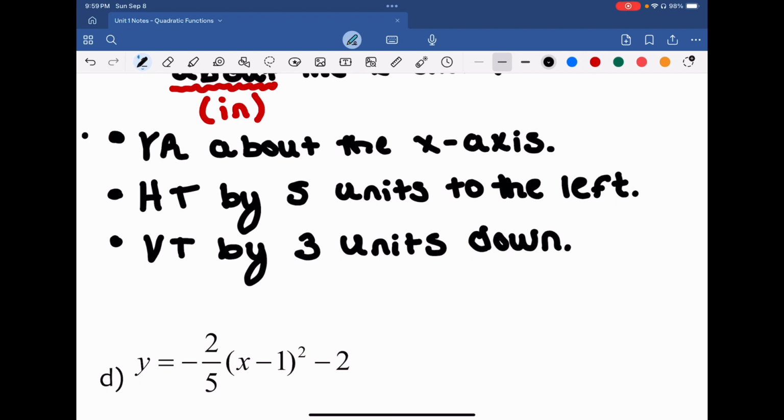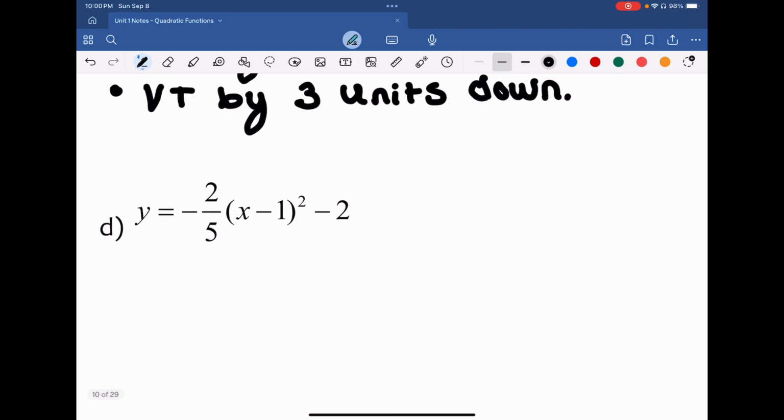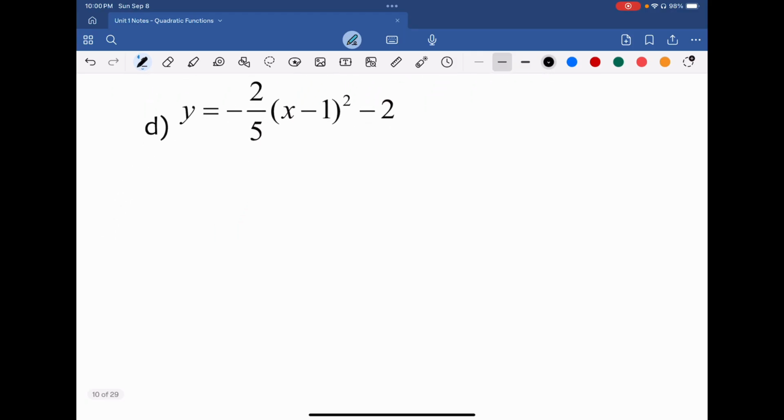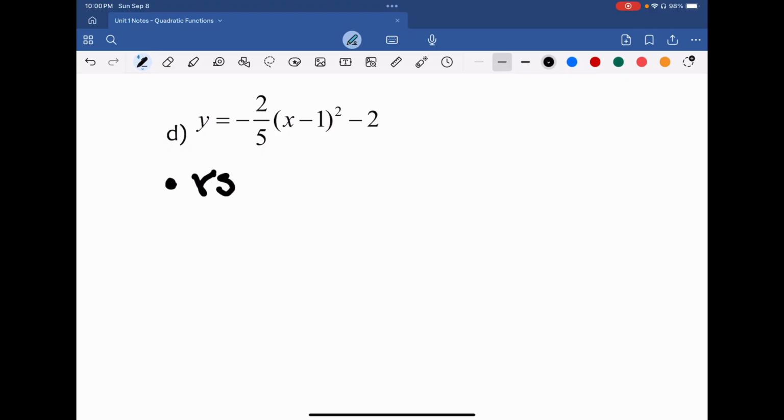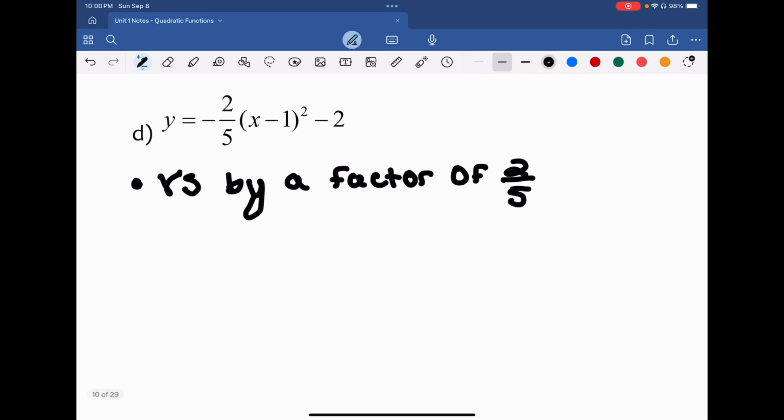Perfect. Okay, we're going to move on to D here. So in D, we see that we have everything listed as y is equal to whatever sort of reflection, stretch, and then our translations. All we have to do is list them. We don't have to play around with this equation at all. I'm going to start off with my stretch. There is a vertical stretch, VS, by a factor of 2 over 5. And then what we always have to end it with is, not only is it a vertical stretch by a factor of 2/5, but it is about the x-axis.